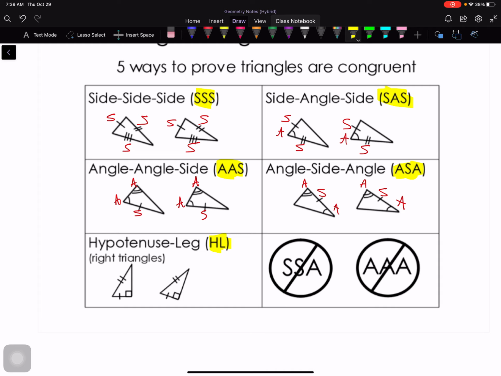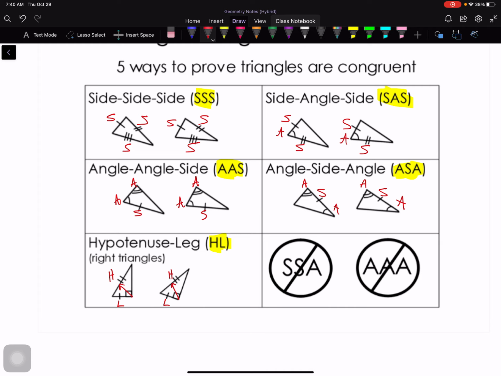But if we know, where is it? The hypotenuse is the side opposite of that 90-degree angle. It's the longest side of a right triangle. If the hypotenuse side, I don't know the plural form of that actually, but if they are congruent and then you have another side, which we call the legs of a right triangle, you know that those 2 triangles are congruent.